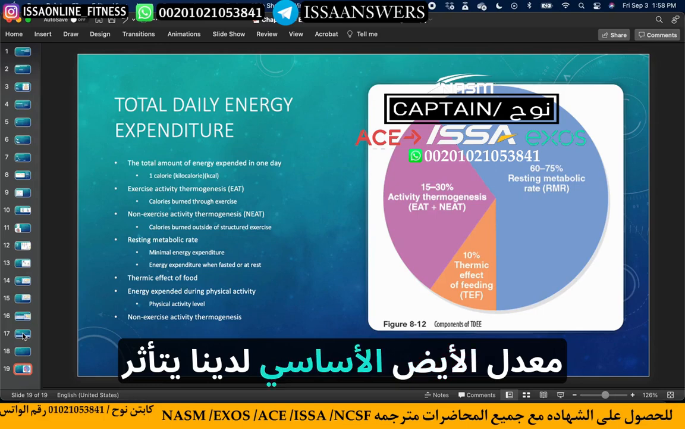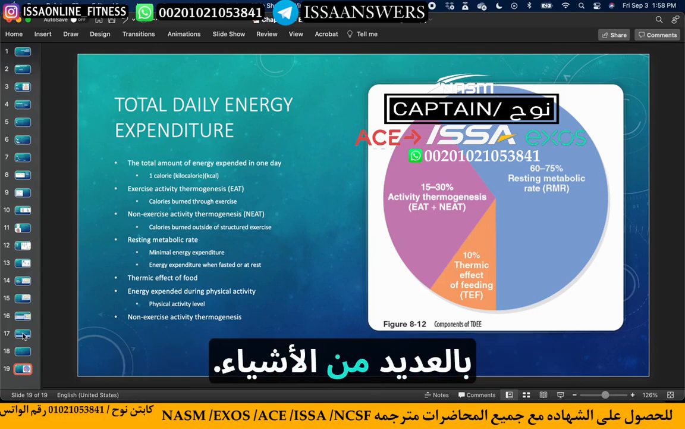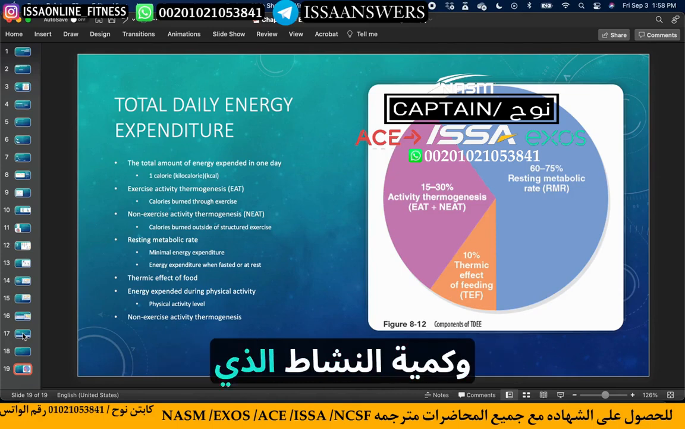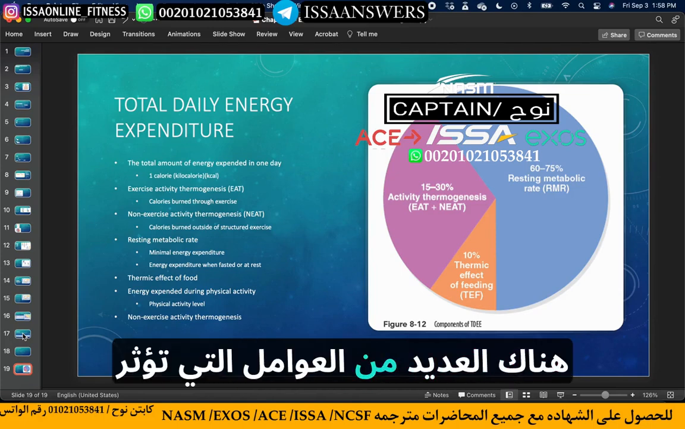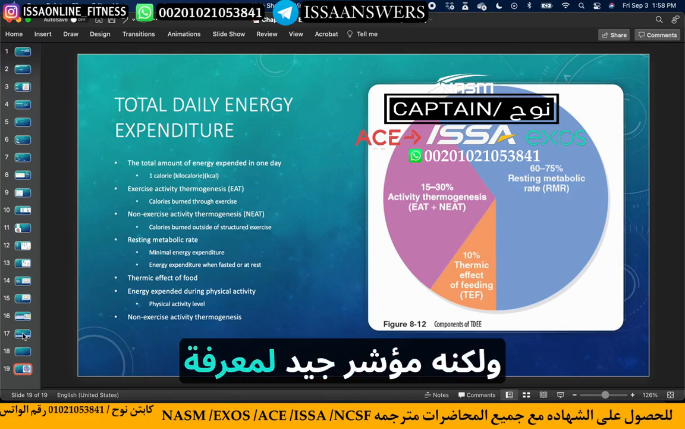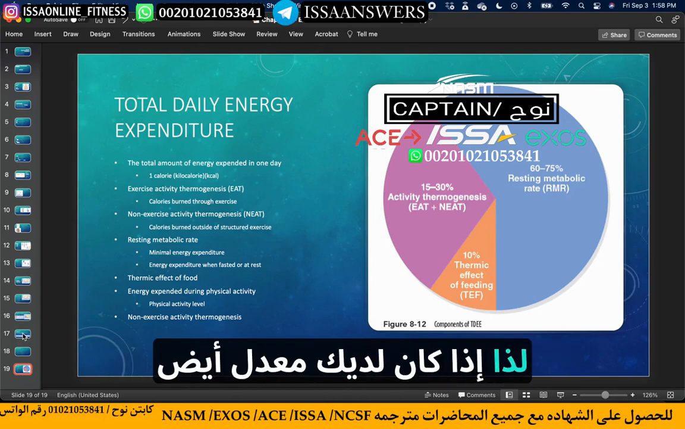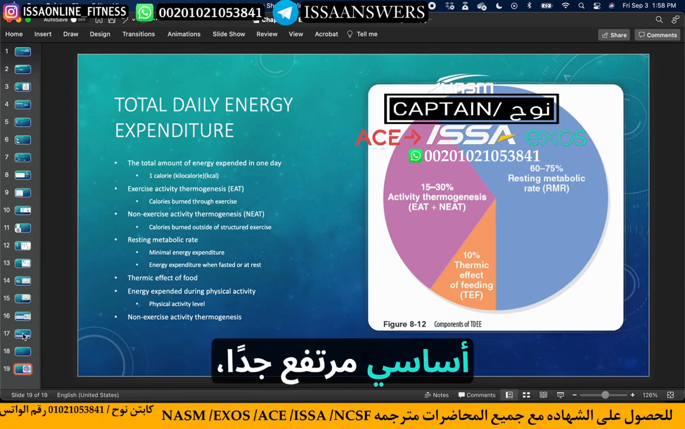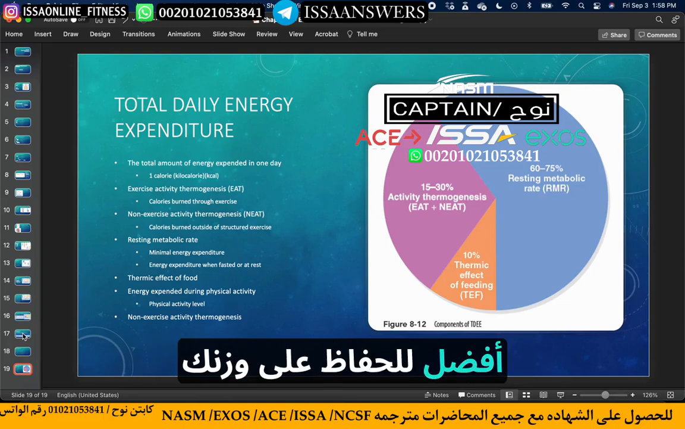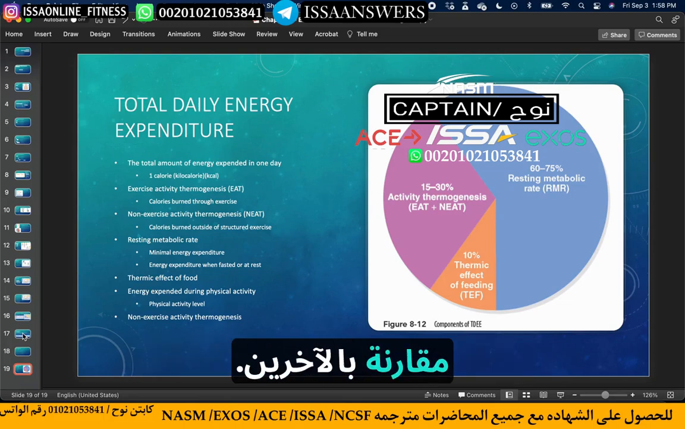our resting metabolic rate is influenced by a lot of things. Okay, it's influenced by how much muscle mass we have, how much activity we do on a regular basis. There's a lot of factors that play into what your resting metabolic rate is. Okay, but it's a good indicator to know that it's the majority. So if you have a really high resting metabolic rate, then you usually have a better chance of maintaining your weight than most others.